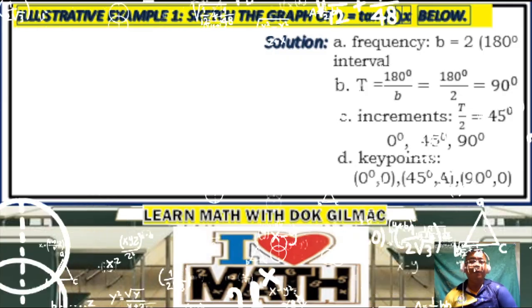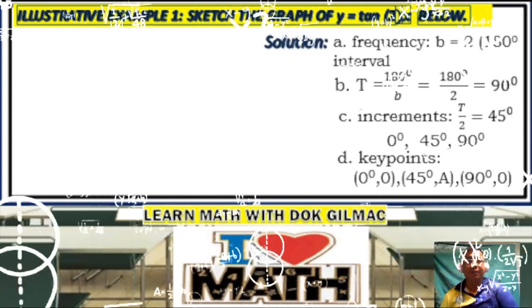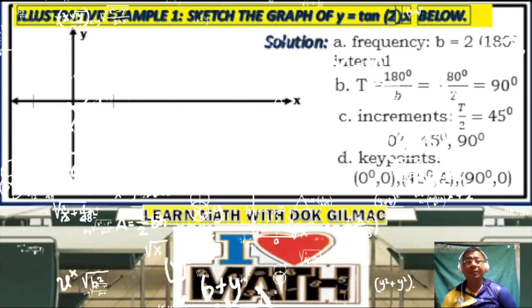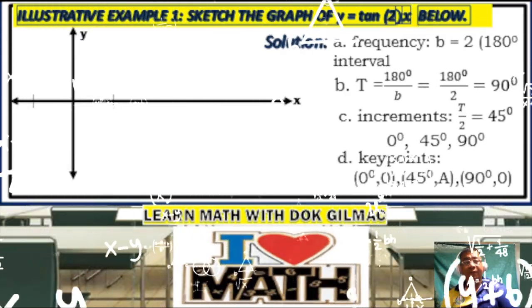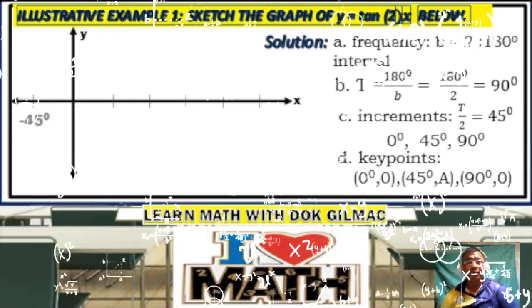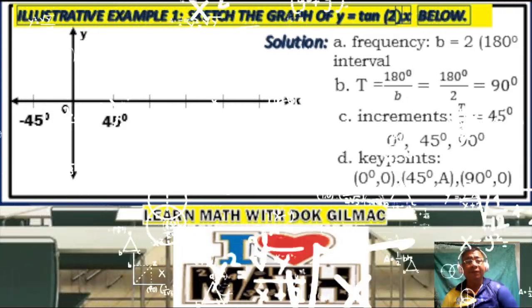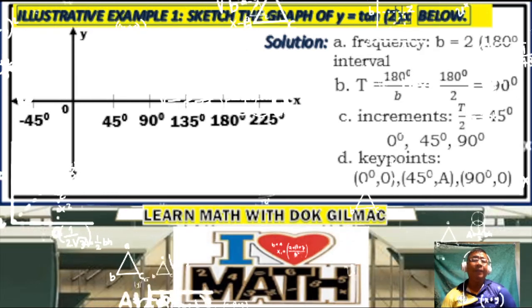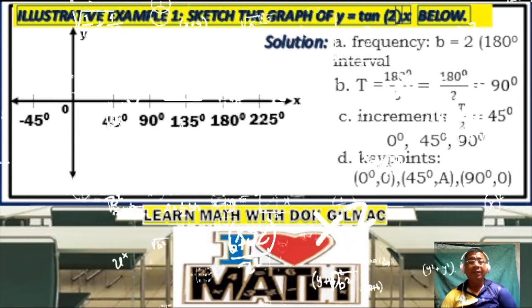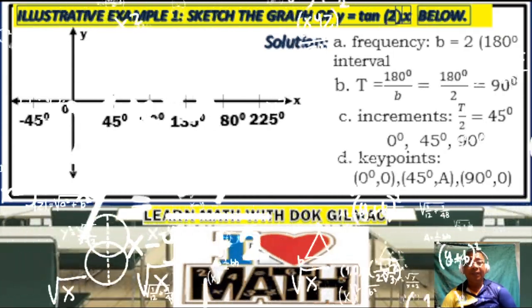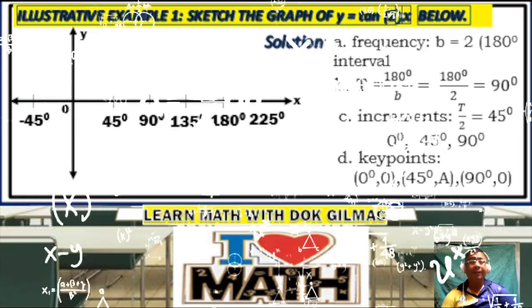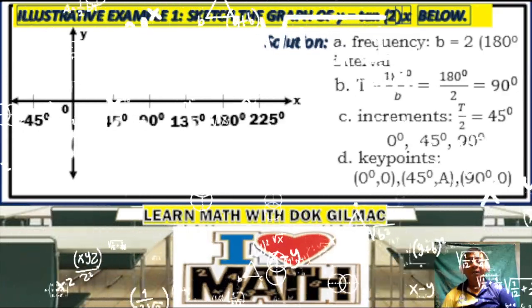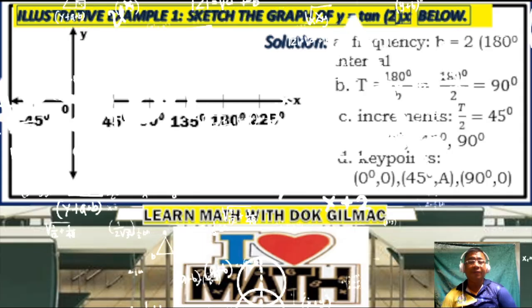Let's now consider the graph of the given function y is equal to tangent 2x. Take note, all we have to plot here is simply the increments of the given function. So let's just plot from negative 45 degrees to 225 degrees. By the way, the increments in one cycle are 0 degrees, 45 degrees, and 90 degrees. I have just extended the given increments into at least 2 cycles here. So from negative 45 to 225 degrees.